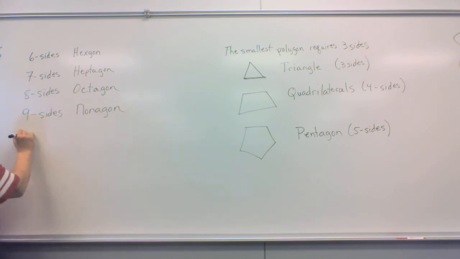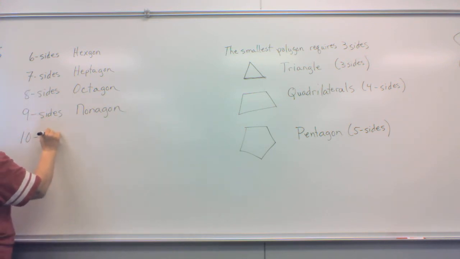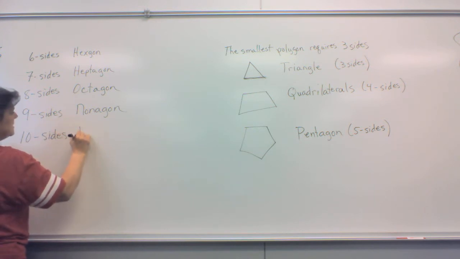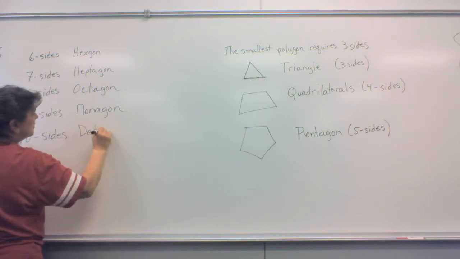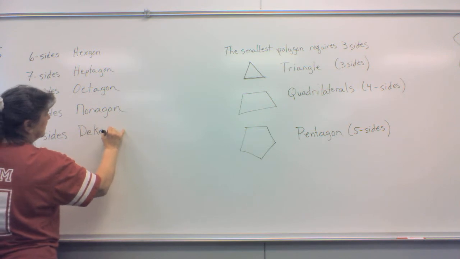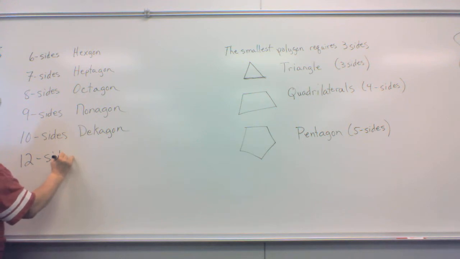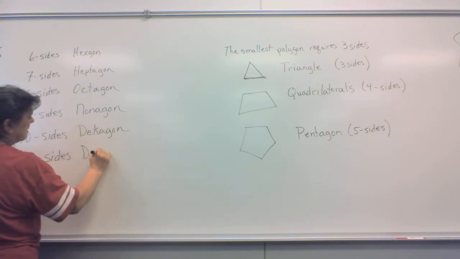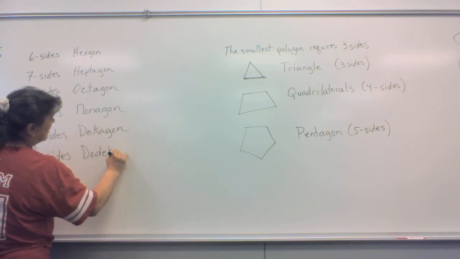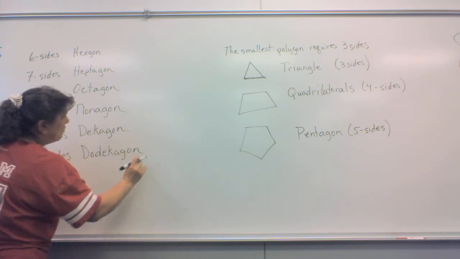And 10 sides is a decagon. Deca is the word 10 in Latin, so decagon. And there's many others, but these are the most common. Another one that is in real common use today is 12 sides, and this one is called a dodecagon. And many of you may have actually heard these names before.